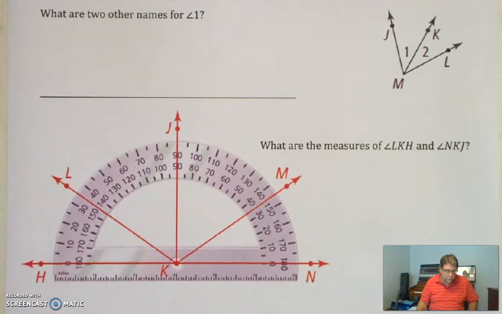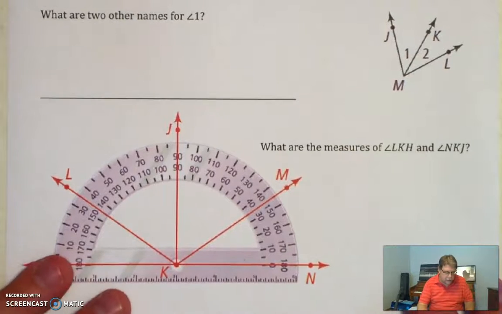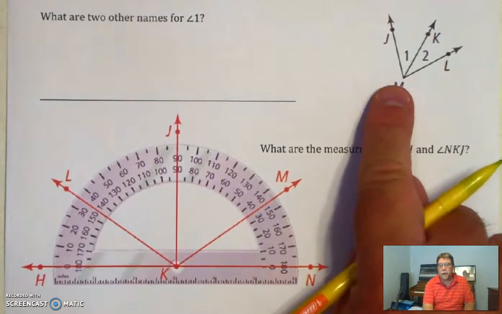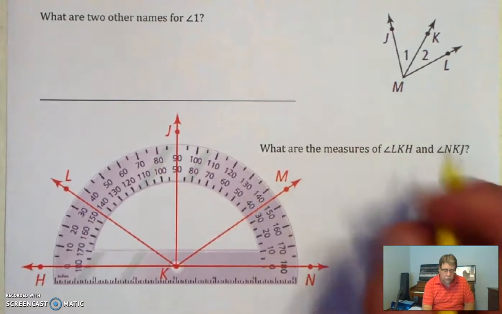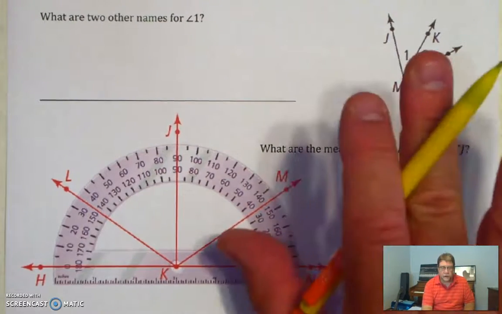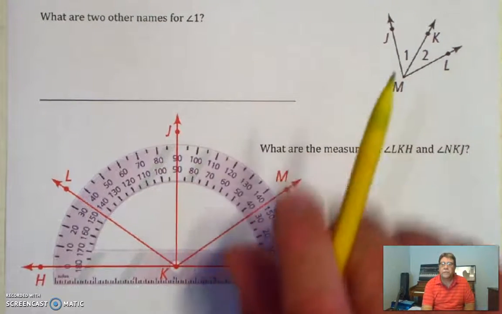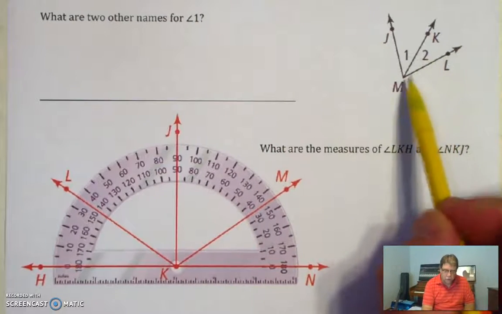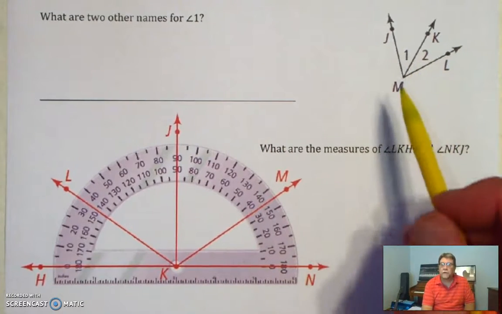So here are a couple of examples from our section where we're measuring angles or naming angles. And the first question is really, what are two other names for angle 1? So when you're naming angles, they have to be definitive. You have to make sure you can name them so that that's the only angle it could possibly be. So usually what you do is you look for letters on the angle.